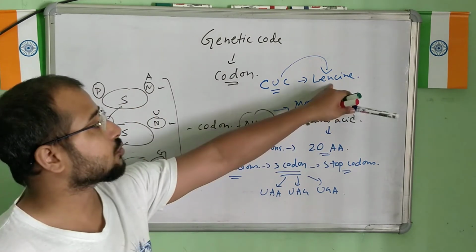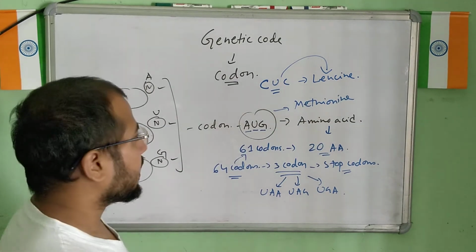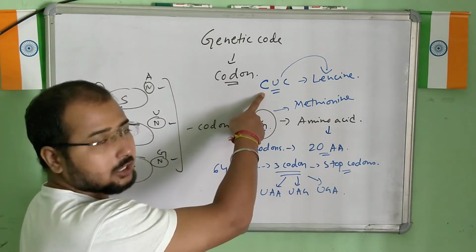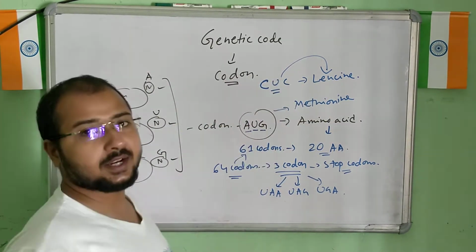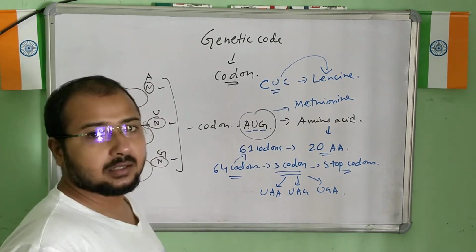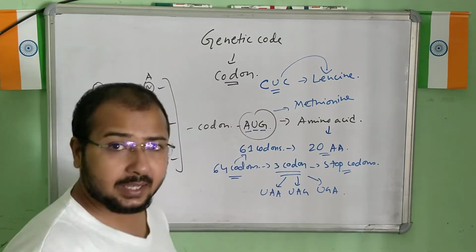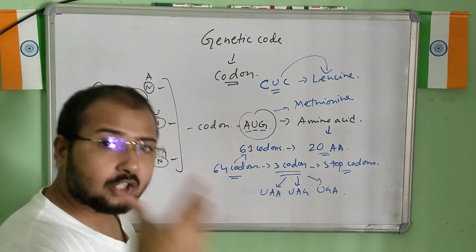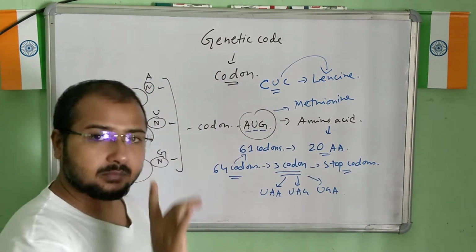Now look at this leucine, for example. See, CUC is the codon that codes for only leucine, not any other amino acid. But leucine can be coded by other codons also apart from CUC.